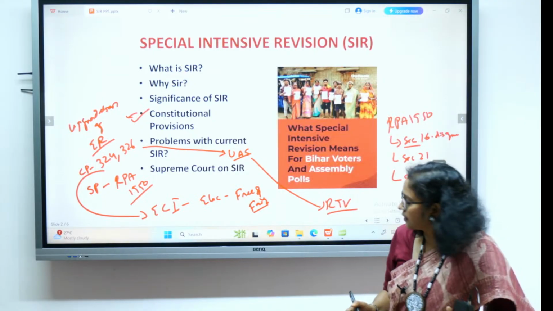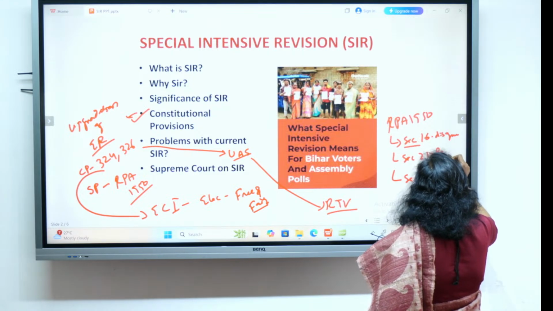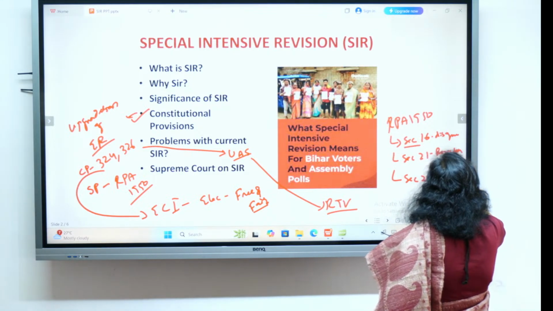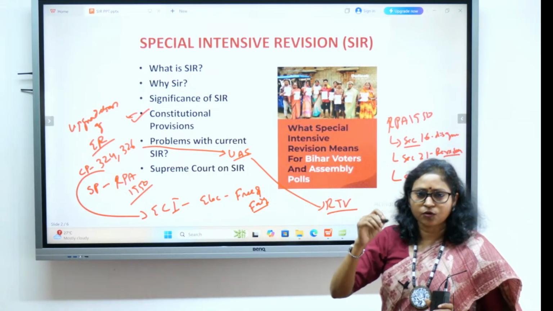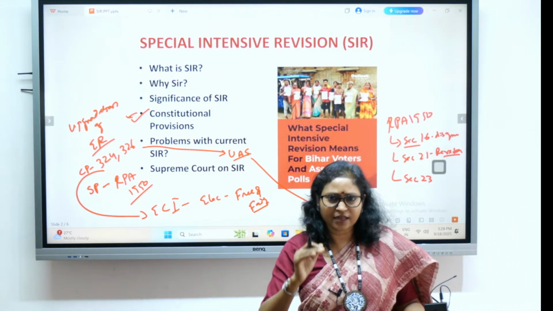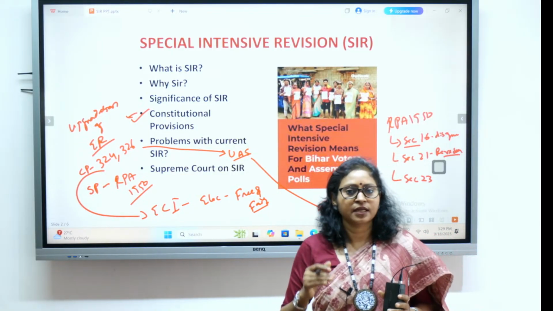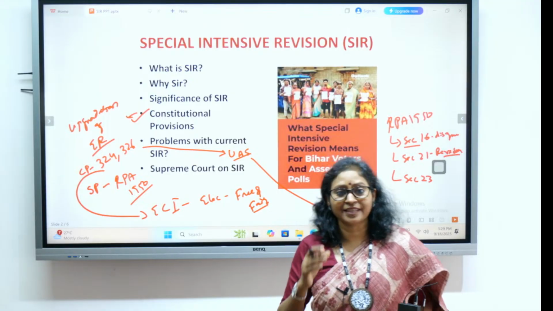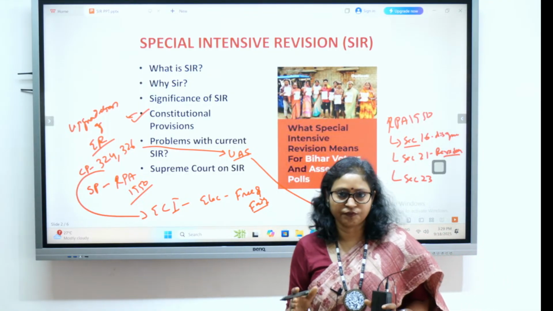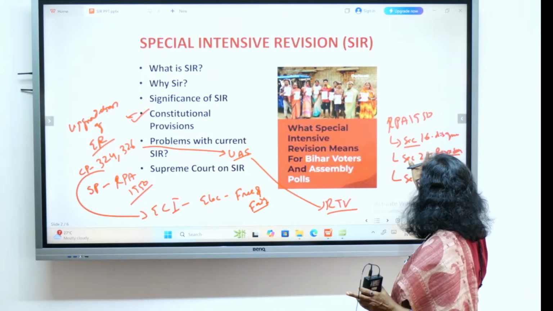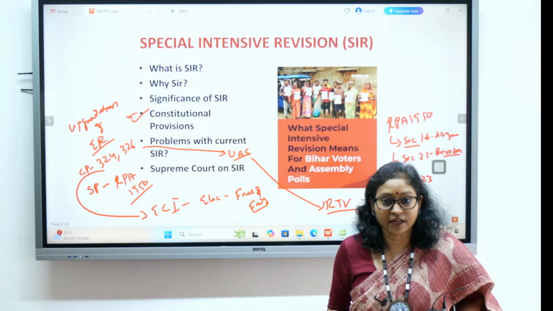Section 21 deals with the revision of the electoral roll. So you can say the current SIR, that is Special Intensive Revision, is based on Section 21 of the RPA 1950, right? That is the revision of the electoral roll, Section 21 of the RPA 1950.